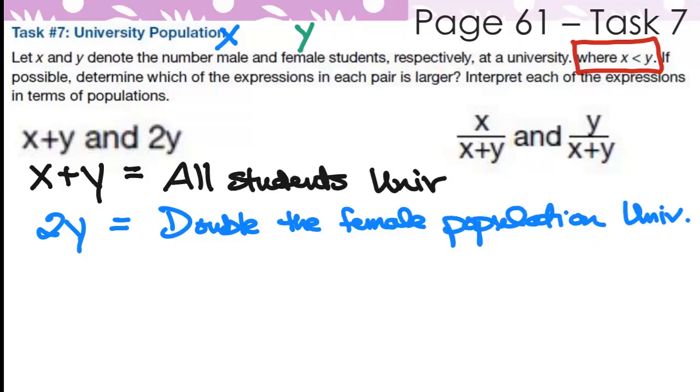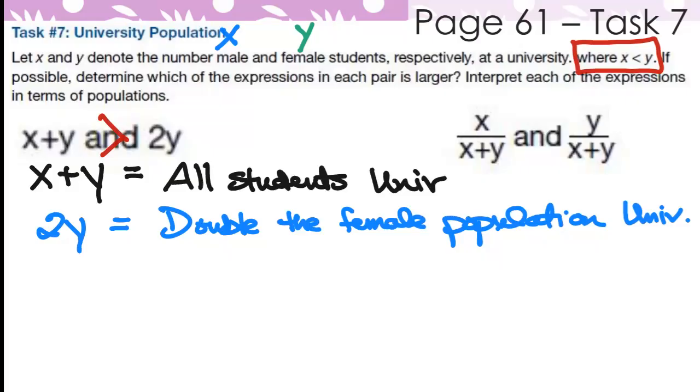Okay, so if I was comparing all the number of students and comparing that to double the number of female students, which would be larger? Is it the first expression, X plus Y, or the second, 2Y? Which one? The first one. It's talking about all the students and not only the female ones. Well, all the students, yes. Comparing that to 2Y. What do you guys think about that? Morgan says no. A little bit louder.